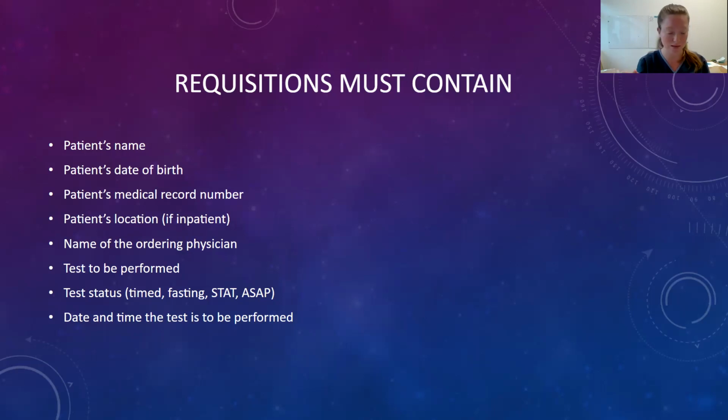So additional information that you might see on the requisition might be a barcode if you have a computer scanning system, the type of anticoagulant tube that's required if that test does require one. If there's a certain volume required, that might also be included on the test.